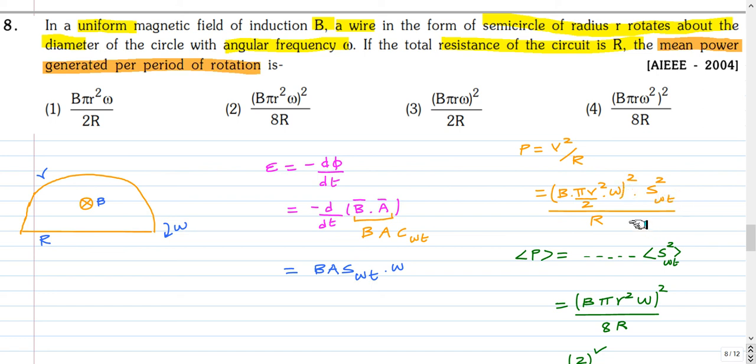So we have to find the mean power. This is the instantaneous power as a function of time. To get the mean power, we have to get the average of sine square omega t. Other things are independent of time. The average of sine square omega t is half. So from this we get the expression for the average power, or the mean power, as B into pi R square omega, whole square, divided by 8R. So the correct option is option 2.